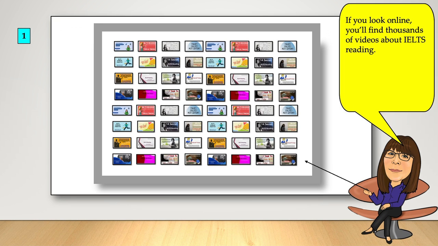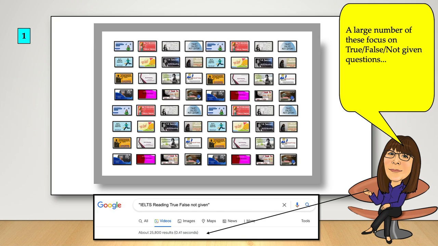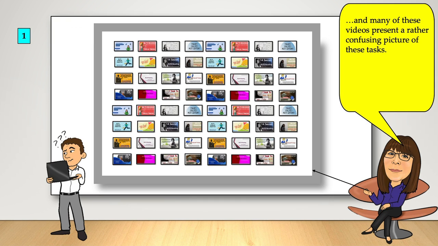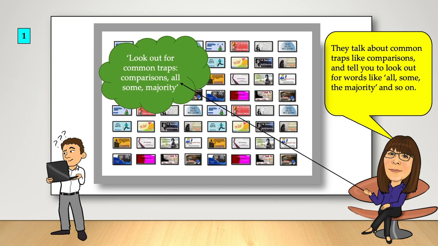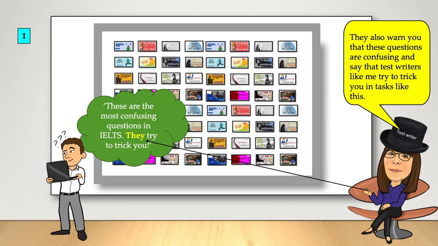If you look online, you'll find thousands of videos about IELTS reading. A large number of these focus on true-false not given questions, and many of these videos present a rather confusing picture of these tasks. They talk about common traps like comparisons and tell you to look out for words like all, some, the majority, and so on. They also warn you that these questions are confusing and say that test writers like me try to trick you in tasks like this.